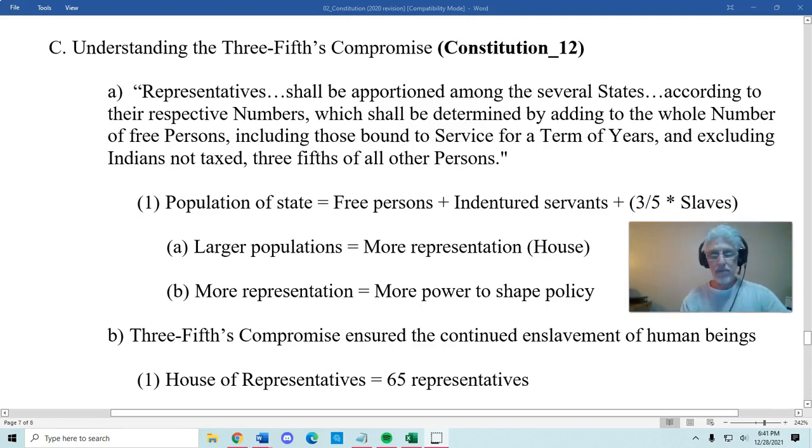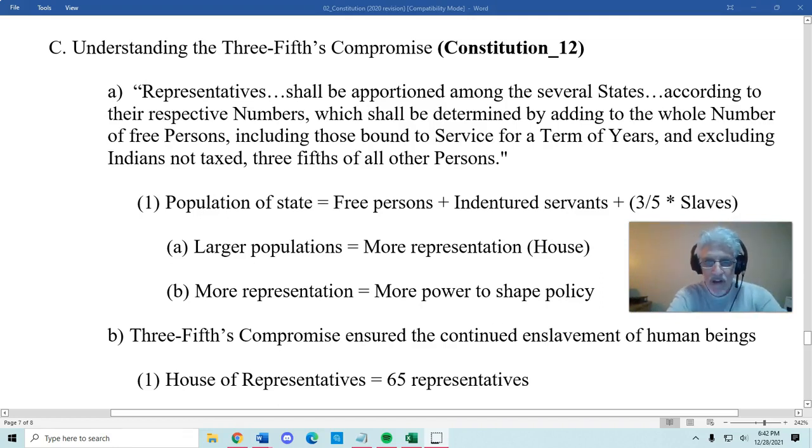That's all that says. Now, before we continue with our analysis, I want you to think about the significance of how you count the population of a state. The larger the population of a state is, the more representation that state is going to get in the House, not in the Senate, right? In the Senate, every state gets 2 senators. More population means more representatives in the House, and more members of the House means more power to shape policy. You're going to have more votes to make sure the policies your state wants get adopted, or to prevent policies that would hurt your state from being adopted.